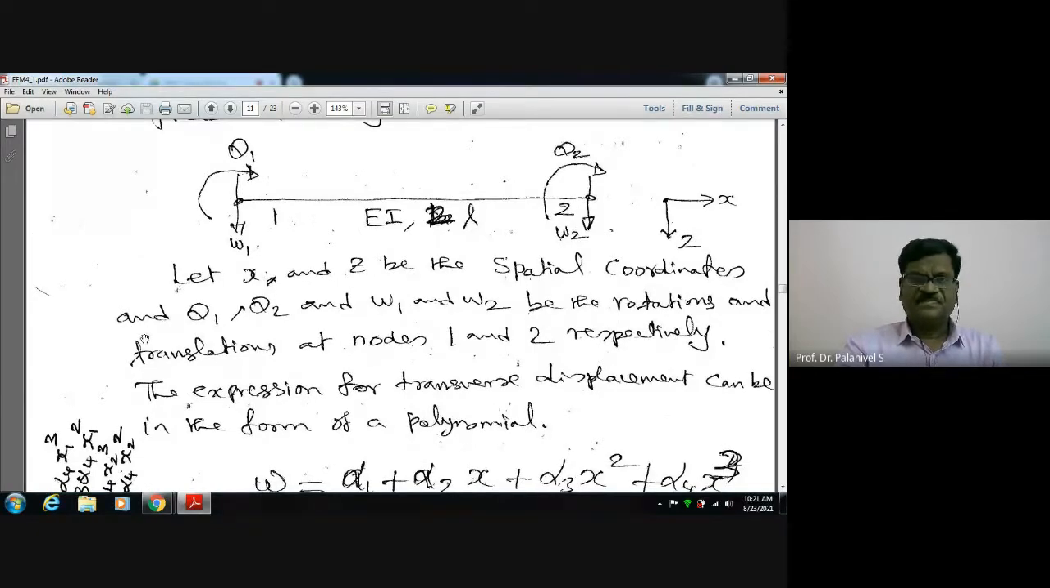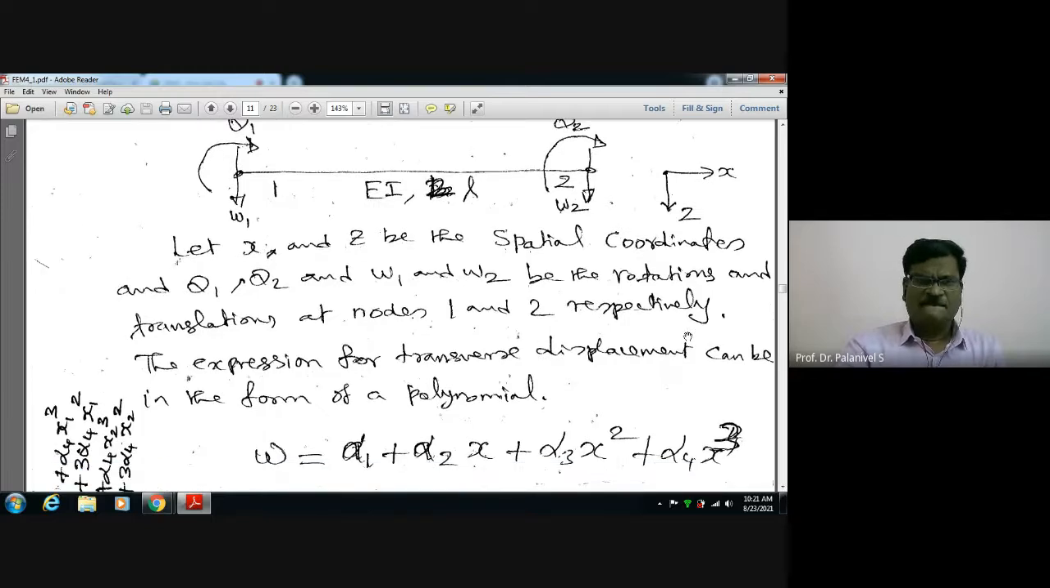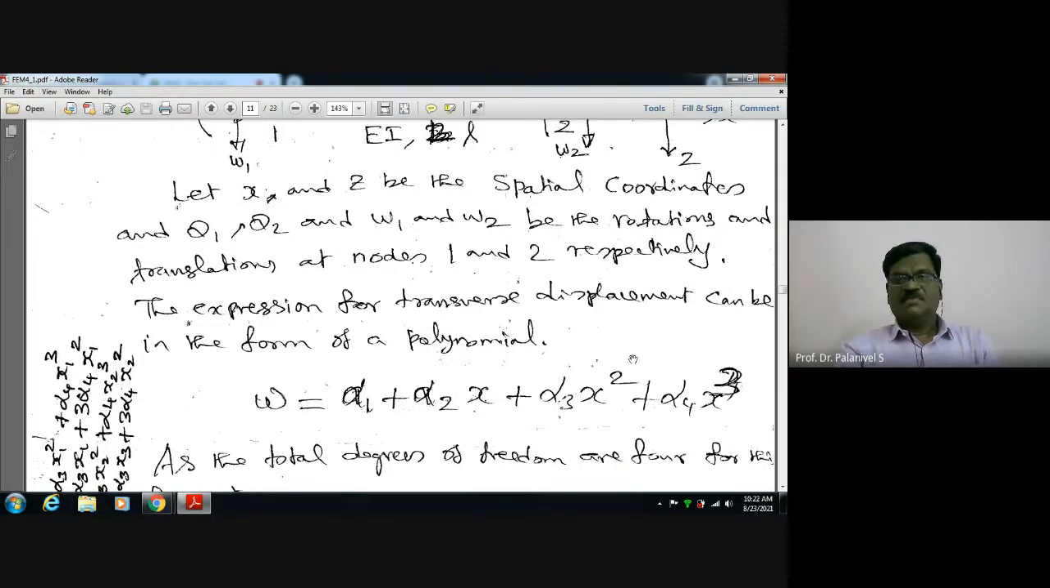Let x and z be the spatial coordinates. Spatial coordinates means global. Let x, y, z be the global coordinates, and theta1, theta2, and w1, w2 be the rotations and the translations at nodes 1 and 2 respectively. The expression for transverse displacement can be in the form of a polynomial.